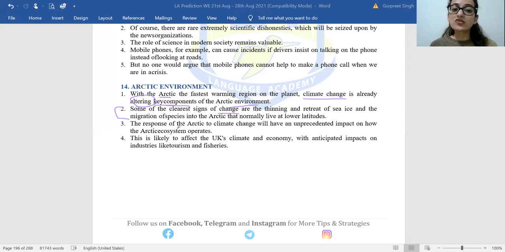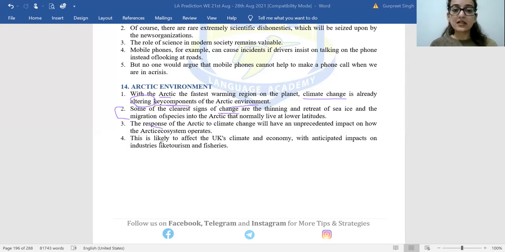Then we say the response of the Arctic to climate change. These are happening. What will be the response, answer of the Arctic to these changes? The response of the Arctic to climate change will have an unprecedented impact on how the Arctic ecosystem operates.